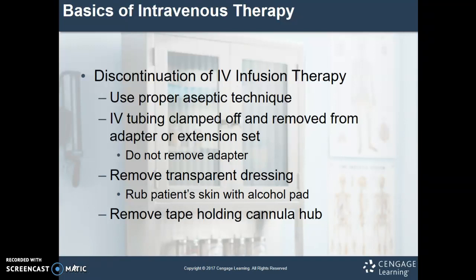So we're going to remove the transparent dressing by rubbing the patient's skin with an alcohol pad, which will loosen the adhesive in the dressing. Once the transparent dressing is removed, the tape securing the cannula hub should also be removed. You want to make sure to not accidentally dislodge the hub from the site during this process. And when the tape is completely removed, prepare a gauze pad and place it above the cannula site.